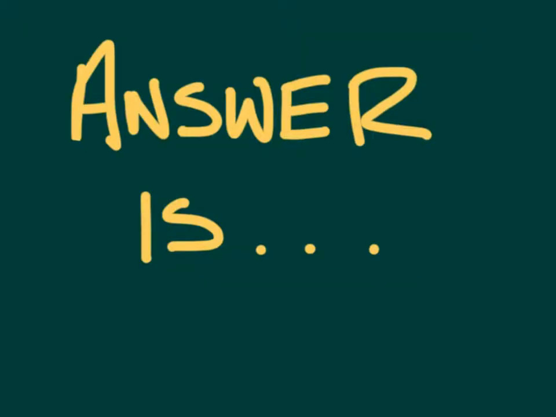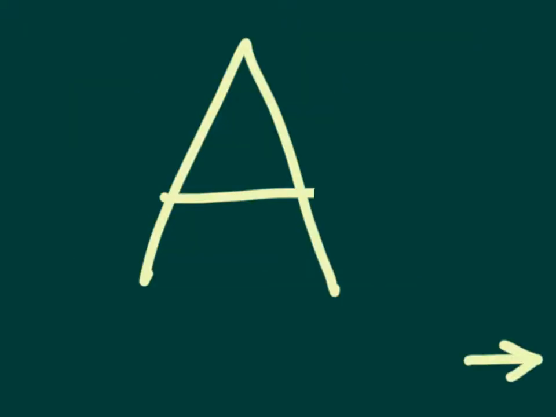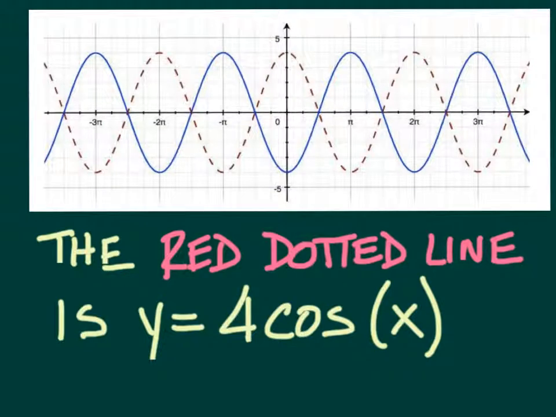The answer is A. It should have been A. And here's why. The red dotted line on that graph is y equals 4 cosine x. If you bump this one, the blue line, over, just shift this that way, this spot here will end up at 0. So it's going to be the one that had sine in it, choice A.